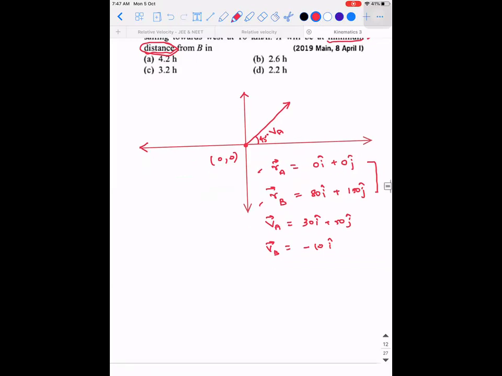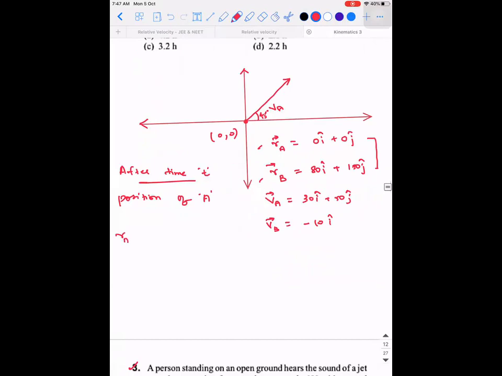Now let's say after time t, what will be the position of particle A? VA into T. So if I call it RA dash vector, then it will be VA vector into T. That will be 30T I cap plus 50T J cap.